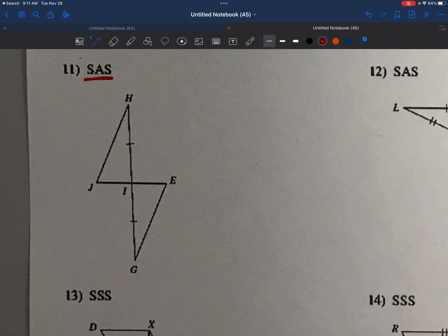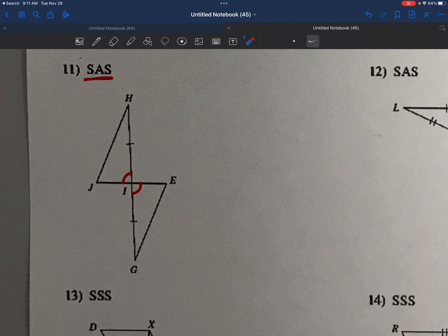Now, we talked about already, what part can we fill in that we know is true? Shared side. There is no shared side here. Angle. What angle, Ty? Vertical angles, right? It does not have to tell us that because we know vertical angles are congruent. So, in order to have side angle side, what piece is missing here? On the angle or the side? The side.